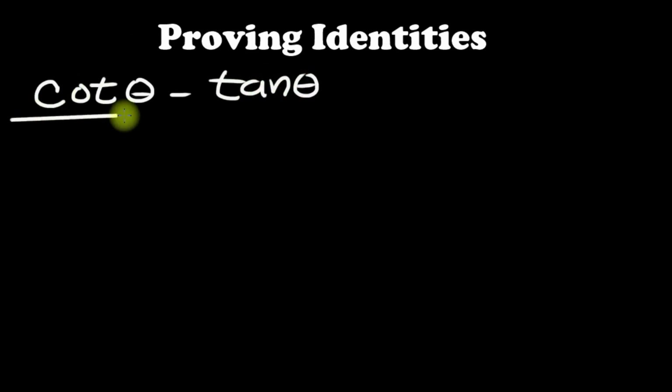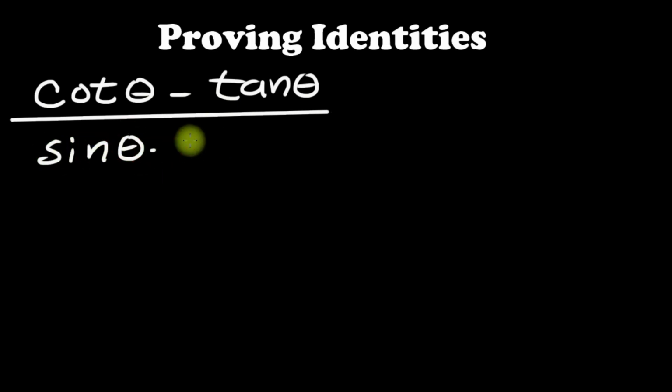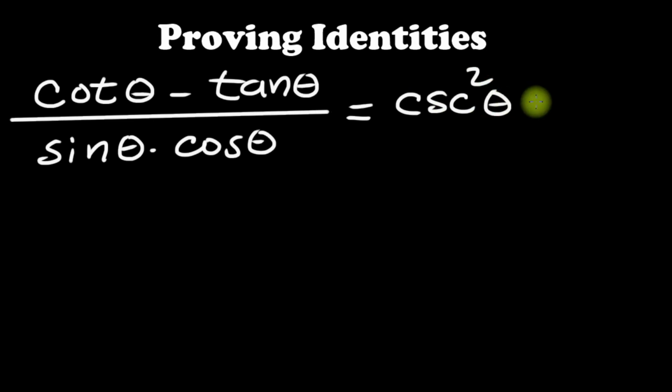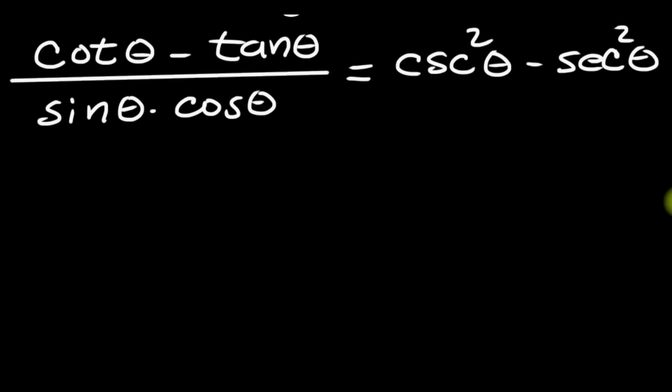Okay, let's take a look at one more. So this is going to be a little tough. So here you have cotangent minus tangent, all over sine times cosine. Okay, so that's the left-hand side. Now the right-hand side is cosecant square minus secant square. Okay, so according to this, we are going to show that the left-hand side comes out to what's on the right-hand side. So we're going to work with the one on the left-hand side because it's more complicated.